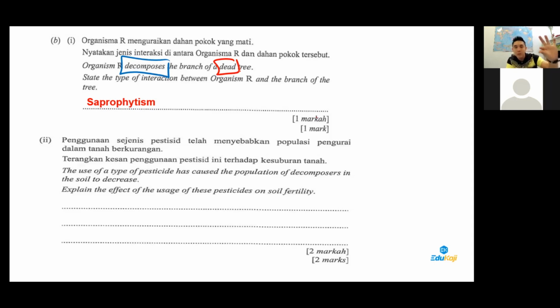The bread mold is there because the bread is considered dead. So the bread mold will break down the bread and then absorb the nutrients. Okay, so saprophytism: the moment digestion involves a dead thing, it is saprophytism.